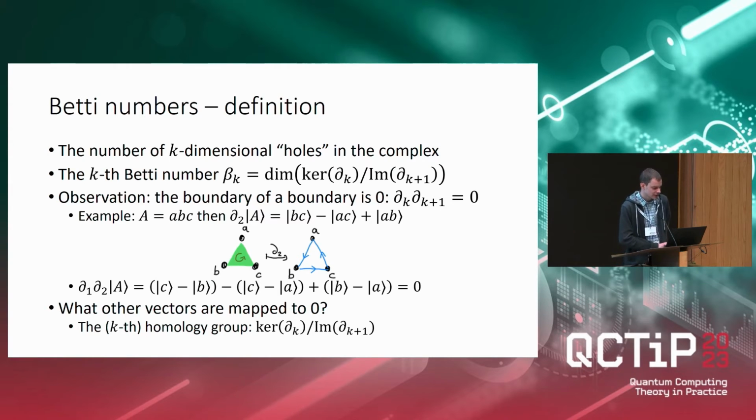And this is exactly the kth homology group. So those which are in the kernel of the kth boundary operator, so they are mapped to 0, but they are not in the image of the k plus 1 boundary operator, meaning that they are not the boundary of something else. So these are exactly what we are interested in. These are something like a hole in the complex.